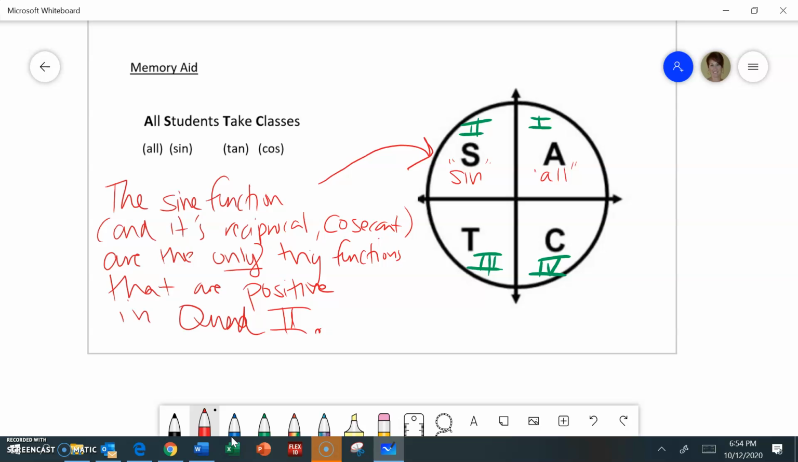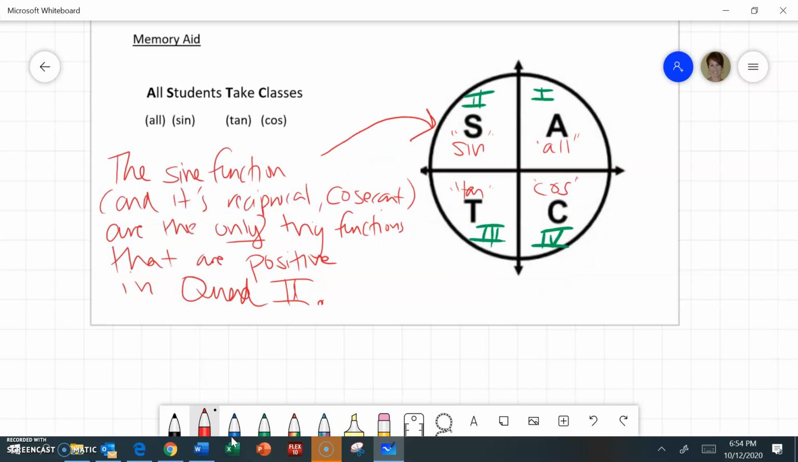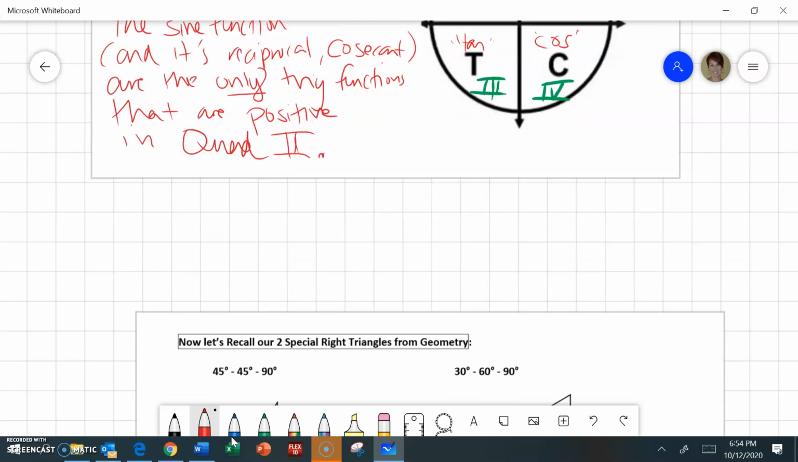But what that means then is if we go to T, that stands for tangent. So the only trig functions that are going to end up being positive in quadrant 3 are tangent and cotangent. And then in quadrant 4, C stands for cosine. Then the only trig functions that are going to be positive in quadrant 4 are cosine and its reciprocal, which is secant. So if you can remember all students take classes, it's going to help you with our last page.